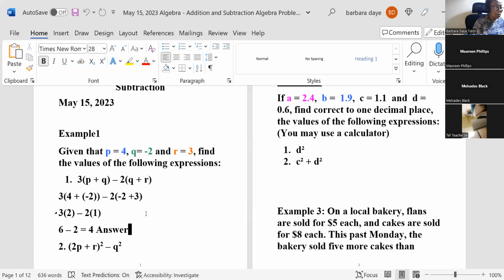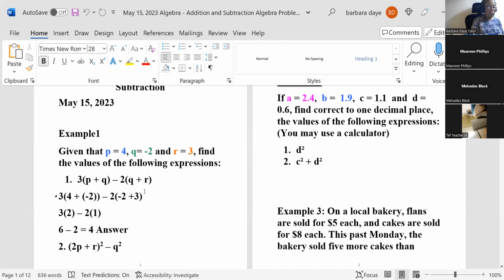No, you're not dividing. You substituted P as a 4, Q as a -2, and R as a 3. Then you did what was in the parentheses. 4 plus a -2 gives you a 2, correct? This parenthesis, -2 plus 3 gives you a +1. There's your 1, right? Now you do your multiplying. 3 times 2 is 6. 2 times 1 is 2. So 6 minus 2 equals 4.